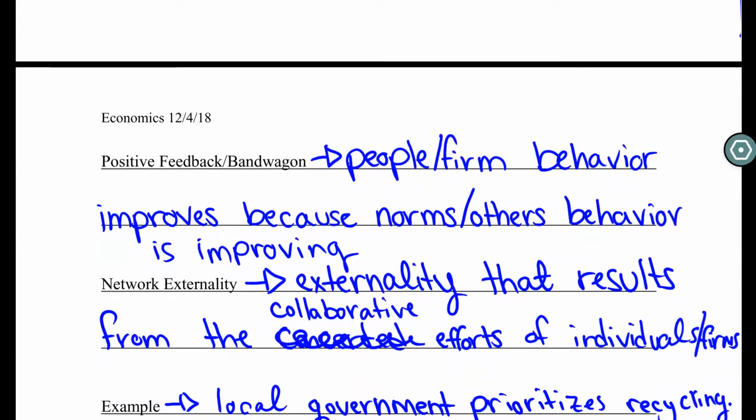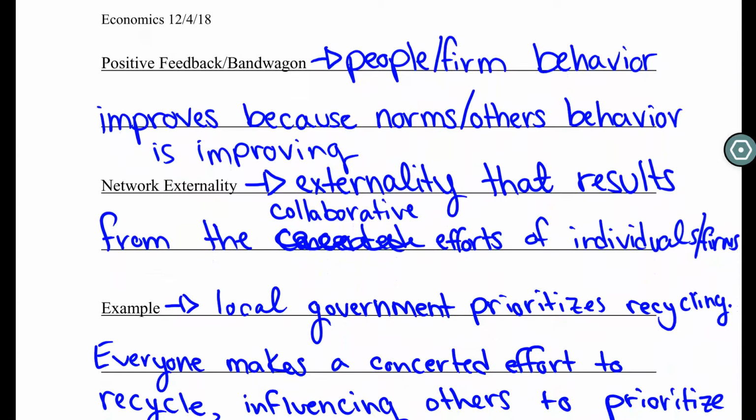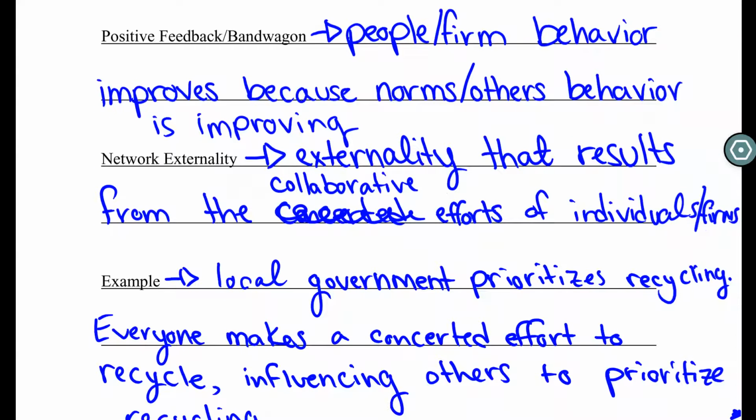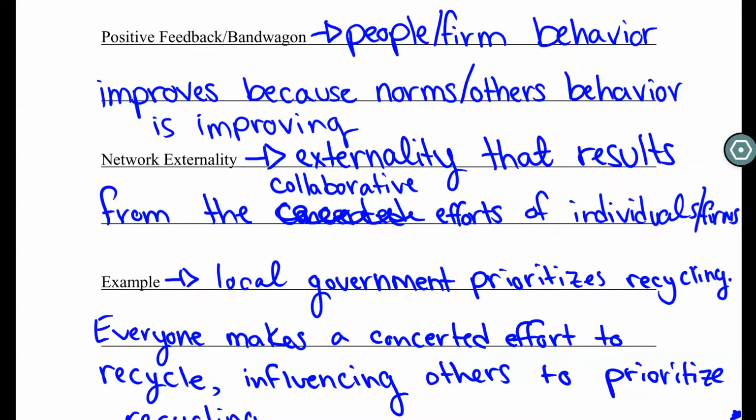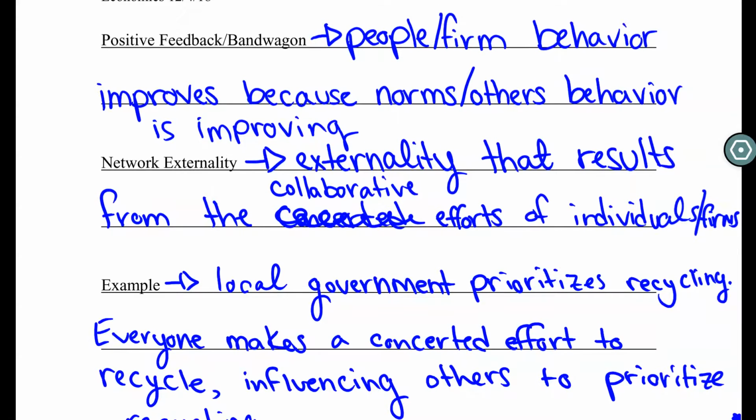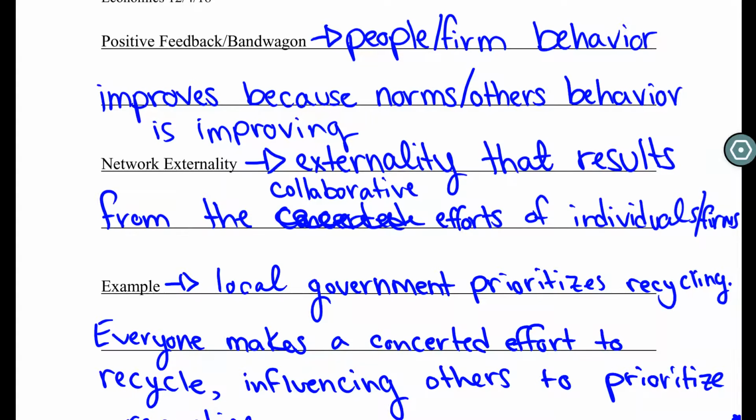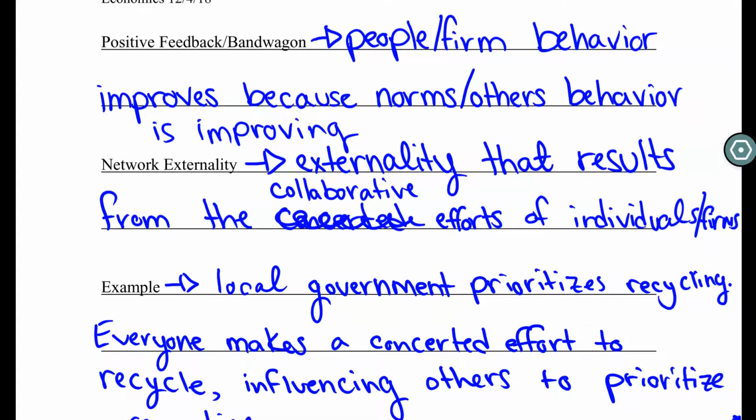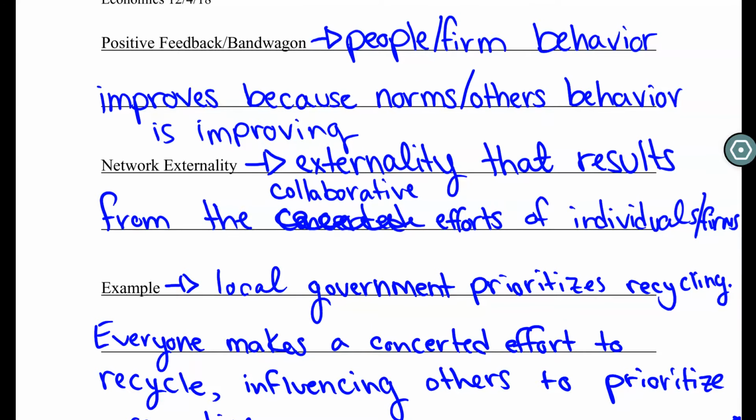All right. Let's dig into another type of externality. We can have a bandwagon effect, which just means if people or firms change their behavior, it causes the norms to change and other people to change their behavior. So if one firm is suddenly being environmentally friendly and concerned about the impacts of their behavior, it can change the norms for other firms because they don't want to look bad to the consumers. And there's a network externality, and this results from collaboration between individuals and firms.